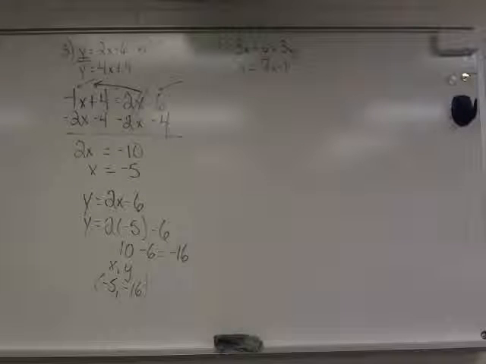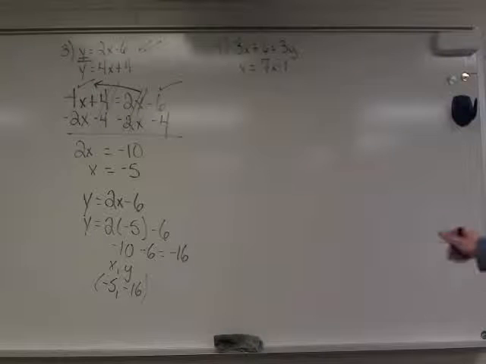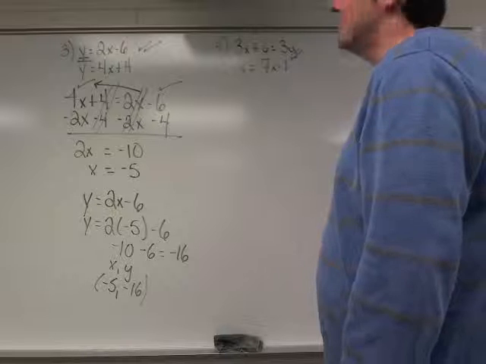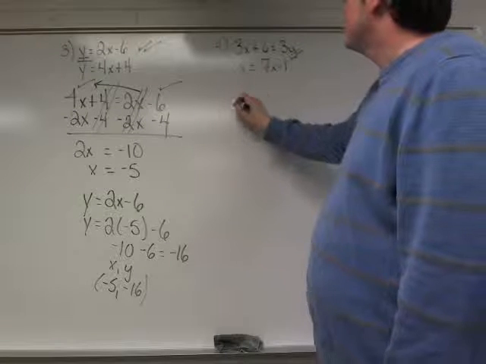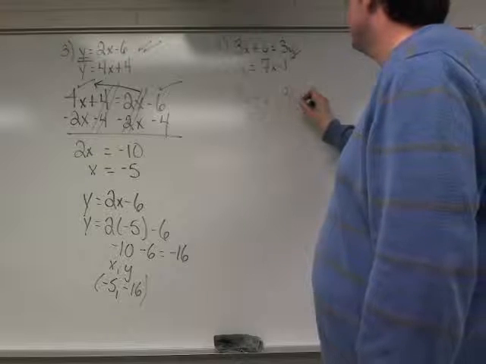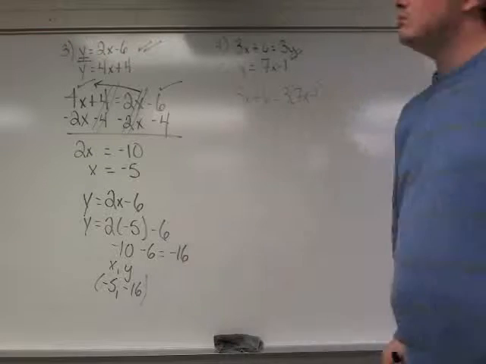All right, now 4 is just a little different because it looks a little different, but other than that, it's really not any more challenging than any of the three previous questions here. We've got 3x plus 6 is the same thing as 3y, and then I'm telling you that y is the same thing as 7x minus 1. So if y is the same thing as 7x minus 1, I'm going to change y in the top equation into 7x minus 1. So I've got 3x plus 6 equals 3 times 7x minus 1.